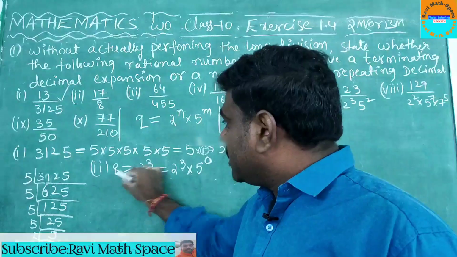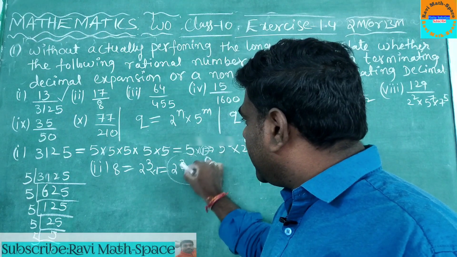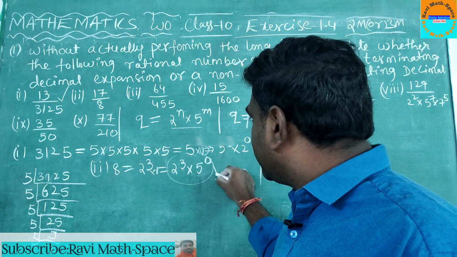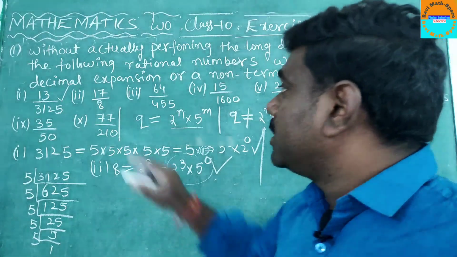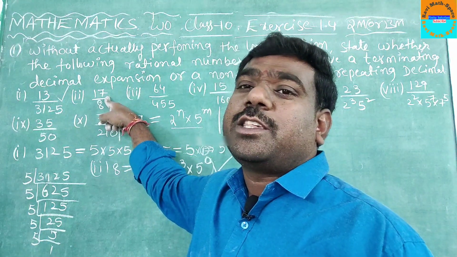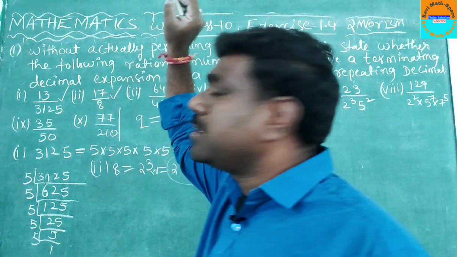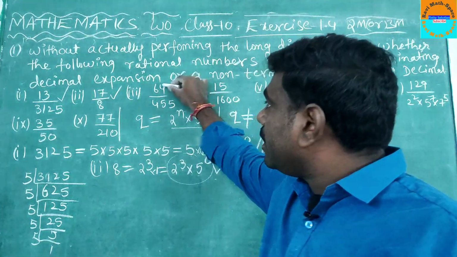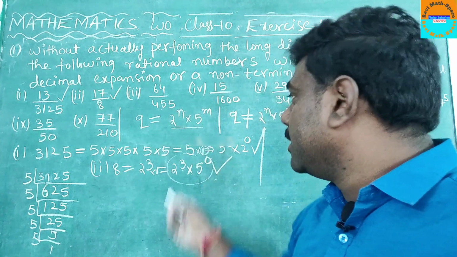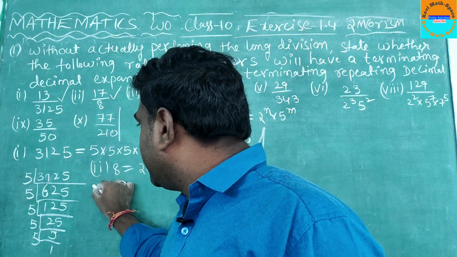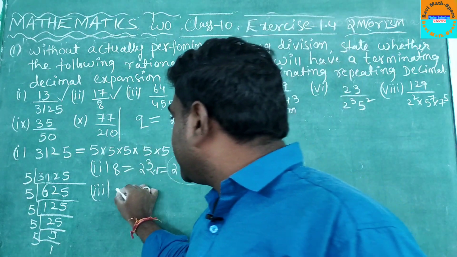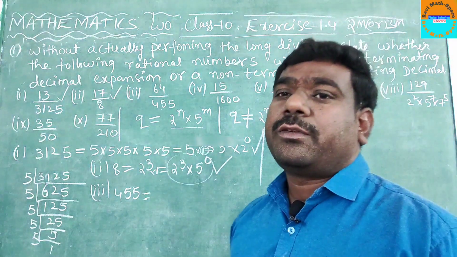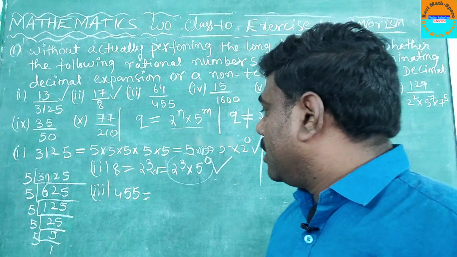Again 8 is in the form of 2 power n into 5 power m, so it also consists of a terminating decimal expansion. Next, 64 by 455. Now the third one. What is the third denominator? The third denominator is 455.